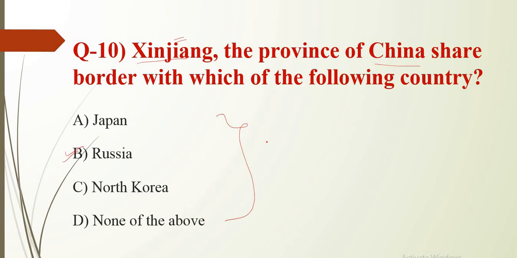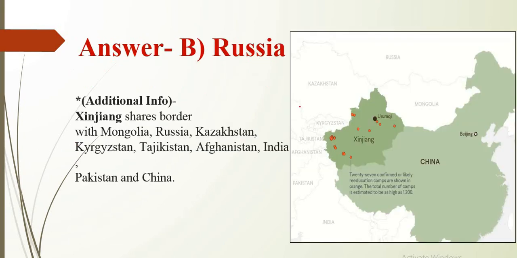So now we will check out in the explanation part in the map where it is located. This is the map of Xinjiang province in China. It shares border with Russia, Mongolia, Kazakhstan, Kyrgyzstan, Tajikistan, Afghanistan, Pakistan and India. So it shares border with many of the countries. You must know this because questions might be asked on this also.